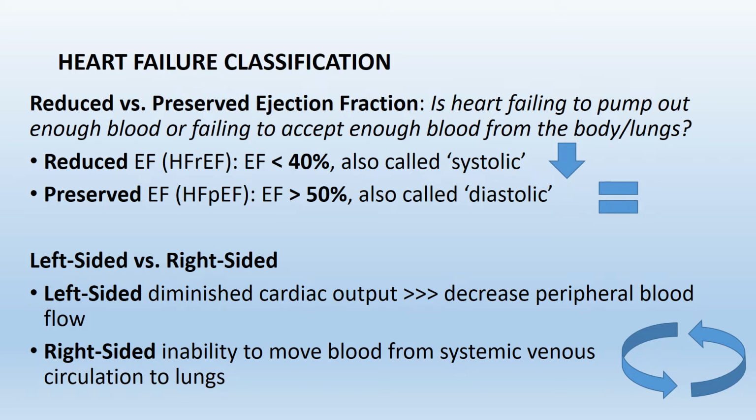Now, when the right side of the heart fails, blood backs up into the systemic venous system, since blood flows normally from the vena cava into the right atrium and then the right ventricle. Let's look closer at the clinical manifestations.